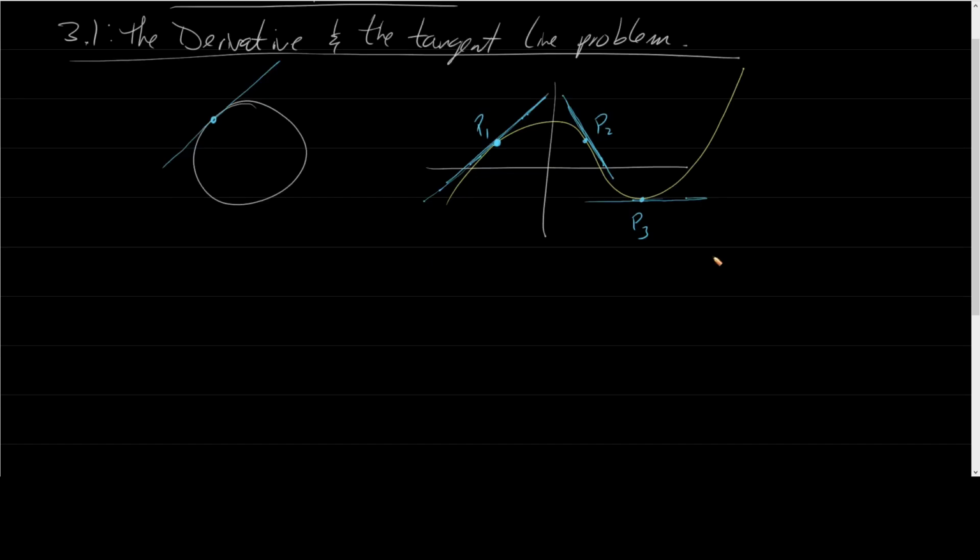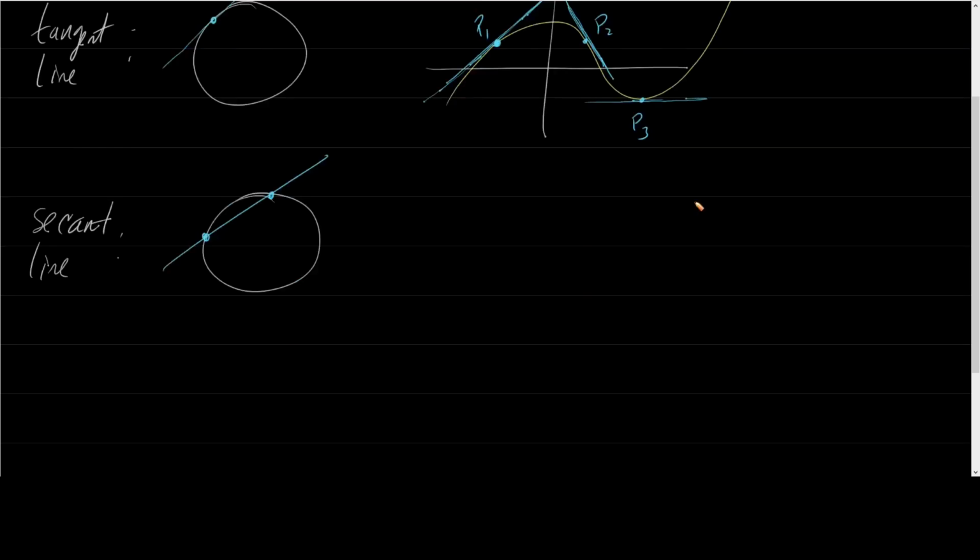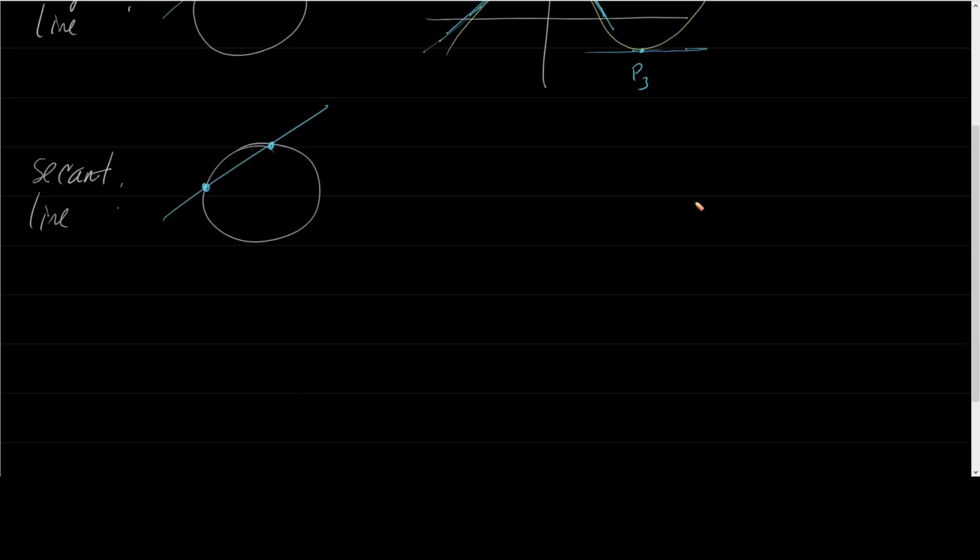Now, before we talk about that, so this was a tangent line. But let's consider first something called a secant line. Again, you may or may not recall, but a secant line is one that crosses our shape and hits it at two different points. Now, this right here is essentially how we're going to start to figure out what the slope for a tangent line is. So this is the main idea.